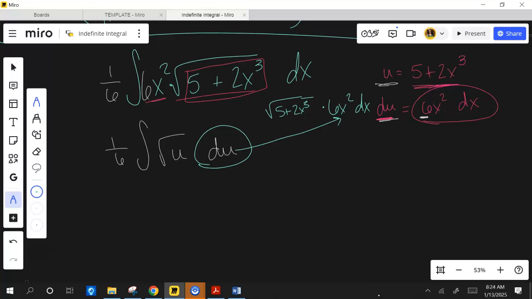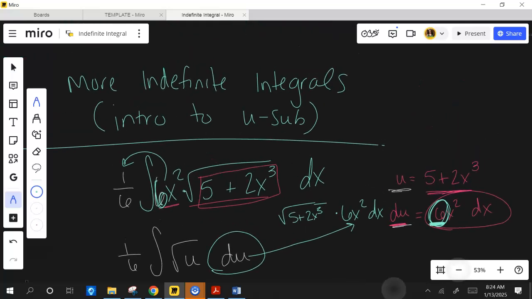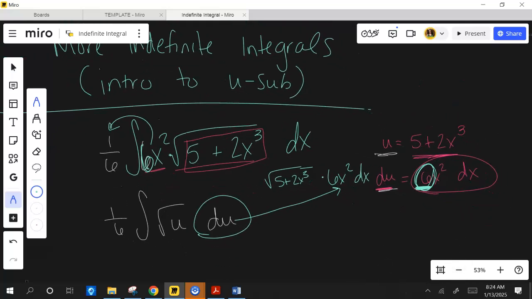Why is the 1 over 6 there? Because I had to account for this 6 being here. So I added this 6 here, and whenever I did that, I had to counter it with 1 over 6. It wasn't part of the initial problem. The original problem was x squared times the square root of 5 plus 2x cubed dx.